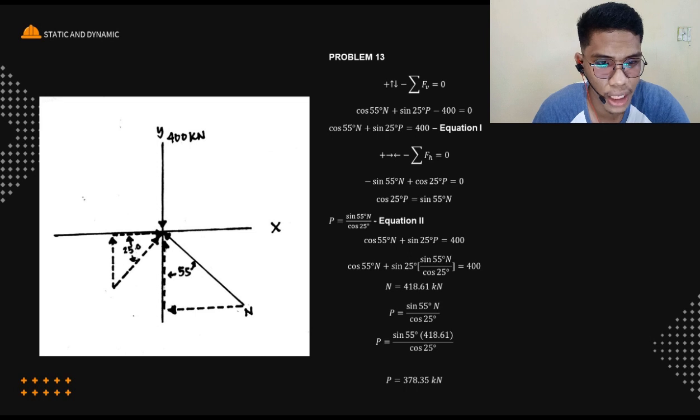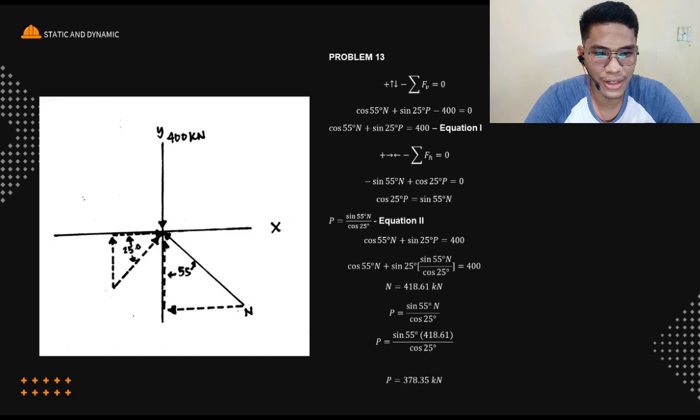So, dito po 'di ba sa equation number 2 natin, P na po yung hinahanap natin. So, gamitin po natin equation number 2 and then substitute the value of n which is 418.61 kilonewton. So, our P is equals to sine 55 degrees n over cosine 25 degrees. P is equal to sine 55 degrees multiplied by 418.61 which is the value of n over cosine 25 degrees. So, our P is 378.35 kilonewton. So, nahanap na po natin yung value ni P at saka ni n. Si P is 378.35 kilonewton and si n is 418.61 kilonewton.